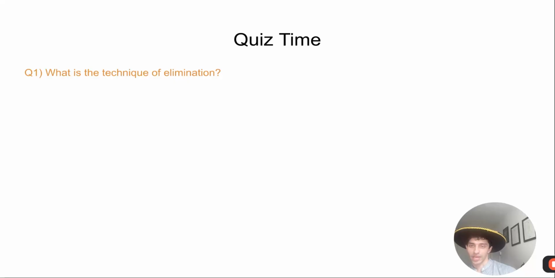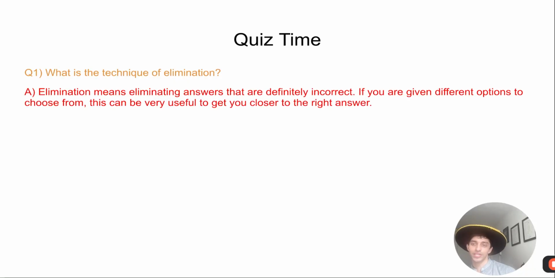Okay, here it goes. So elimination means eliminating answers that you know are incorrect. And if you're given various different options to choose from, whether it's a 2 or 10, this can be very useful to get you closer to the right answer. It means that even if you have a random guess out of the remaining options, you've still got a higher chance, of course, of guessing it correctly.